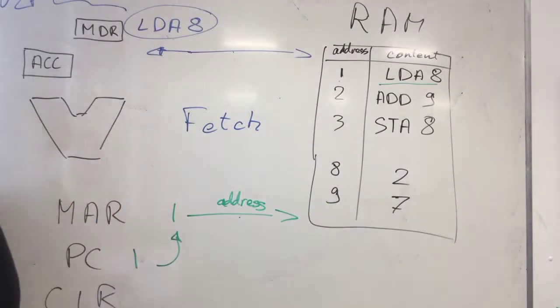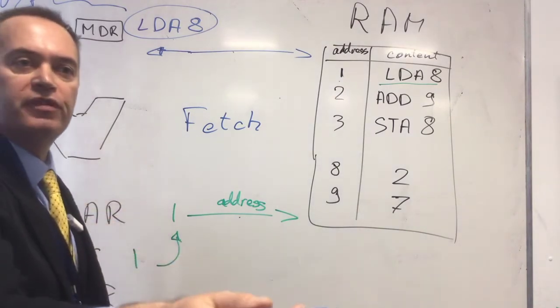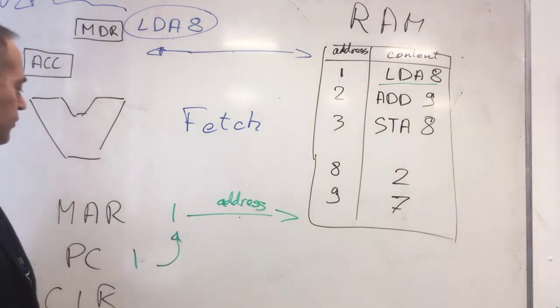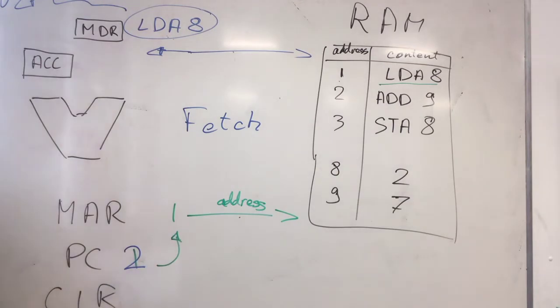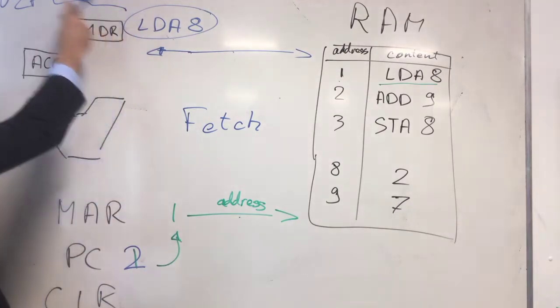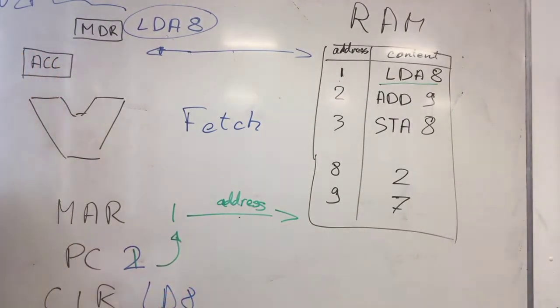Right. We fetch the instruction. We know what's going to happen, but we need to update our registers. So the program counter has done its job. What does it need to do now? Go to the next address. So program counter will become 2. The current instruction register will contain what we've been fetching. So LDA 8, we are still doing that.